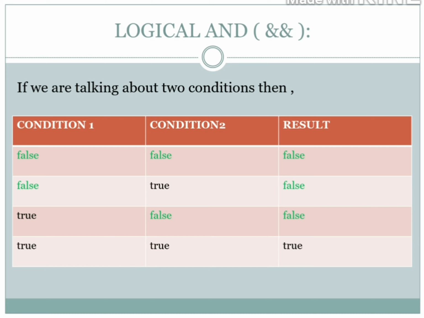Remember the conditions. What does the condition say? Either both conditions are false, first one false and another true, first one true and another false, or both conditions provide us true. The result of logical AND will be true only when both the conditions are true.